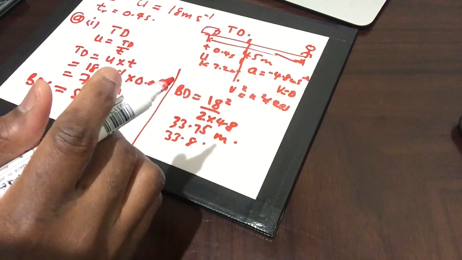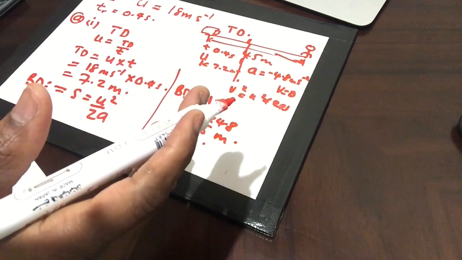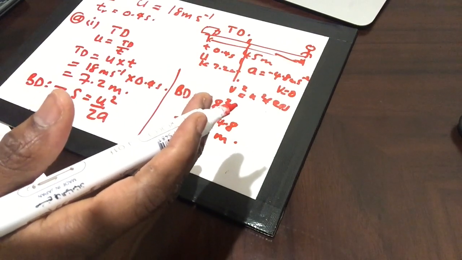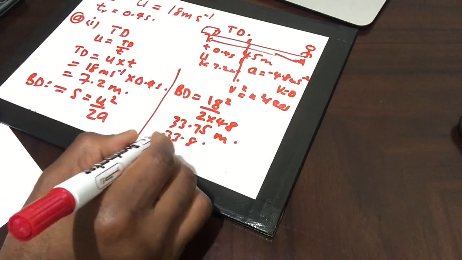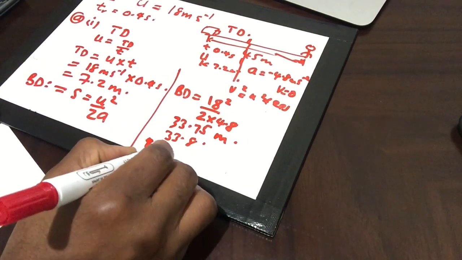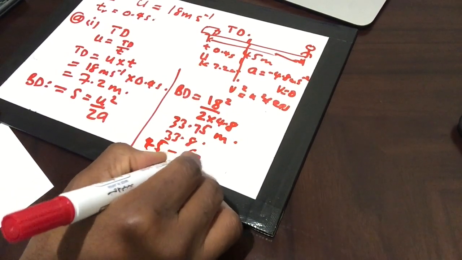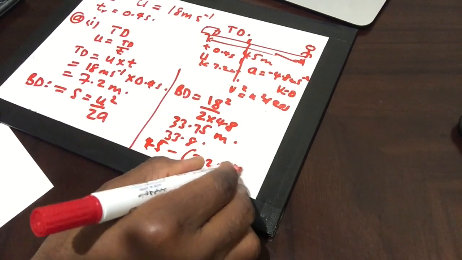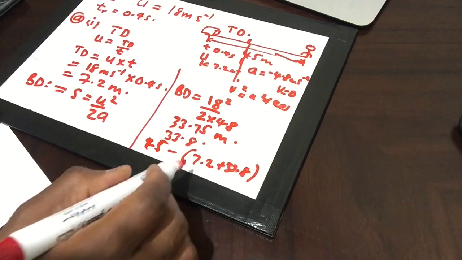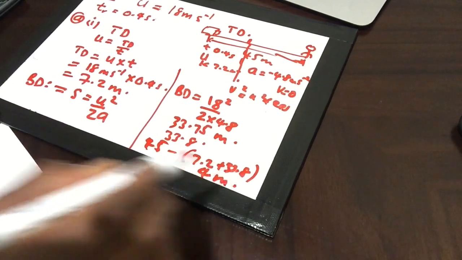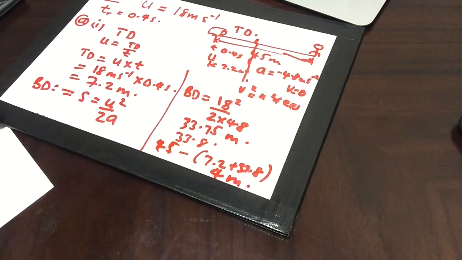41 meters. So the next question is, how far does the driver stop from where the pedestrian stepped into the road? That would then be 45 minus 7.2 plus 33.8. So 33.8 plus 7.2 is 41. So that leaves you with 4 meters. And that is how you do question 1.